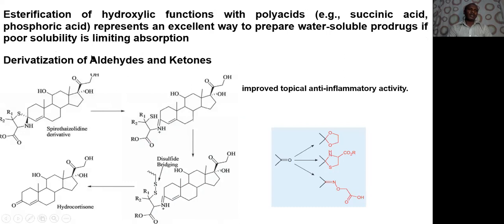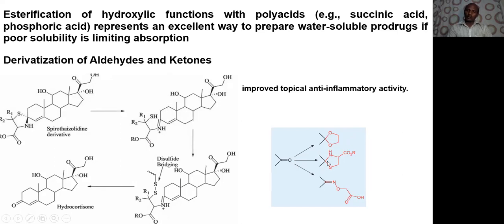Then the next one is derivatization of aldehydes and ketones. If you have an aldehyde or ketone in your drug molecule, like hydrocortisone here, which has a ketone functional group, how do you convert it into a prodrug? What is the strategy? One, you can go for ethylene diketal. This is how you convert a ketone into a moiety.